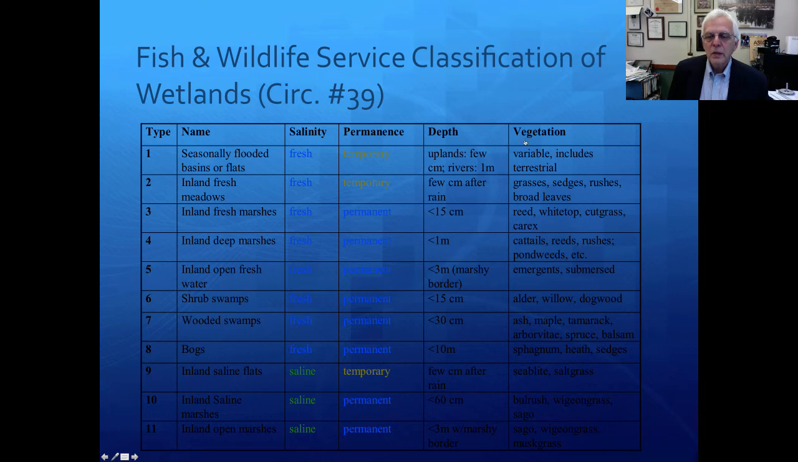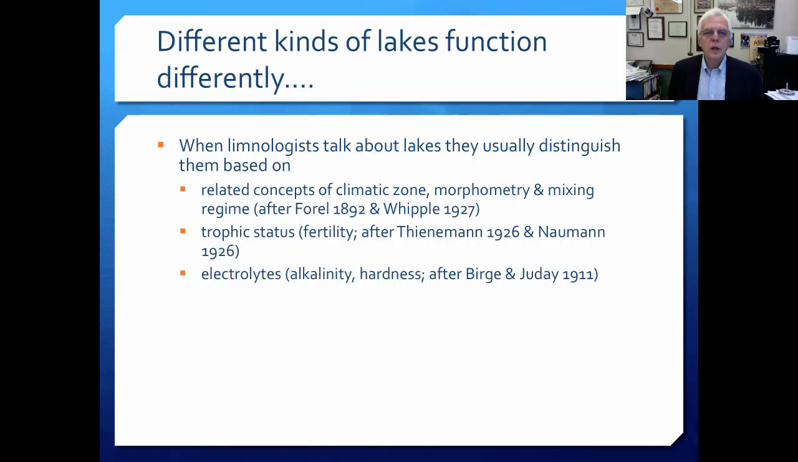They also differ, because of these factors, in vegetation, and I will go through this in much more detail later, but I just wanted you to be aware that the 4 major factors that distinguish wetlands are salinity, permanence, depth, and type of vegetation. There are different kinds of lakes too, and they function very differently.